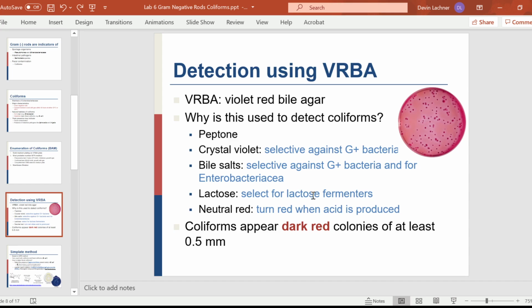And then lactose is going to select specifically for lactose fermenters, which, as we saw, is also a characteristic. And then the neutral red is going to turn red when acid is produced. This is going to create the dark red color on the colonies because the lactose fermentation is going to create acid, which will cause any coliforms, because they can ferment the lactose, to turn dark red. So that's how we know that we have any coliforms present on our VRBA.